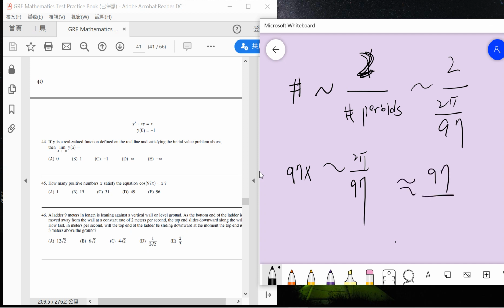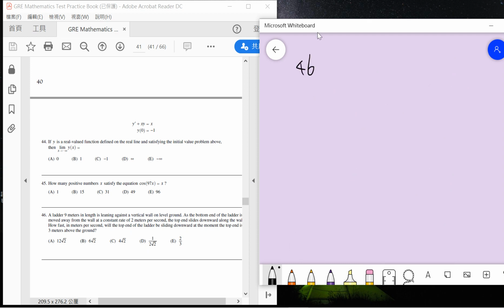So basically it's 97 over pi, and you can calculate, basically it's close to 31. This is the way you can solve it. But the first time you solve it, you need to plot the function and get this feeling. So I think problem 45 is somewhat very tricky, that it's hard to solve it when you first see this question.